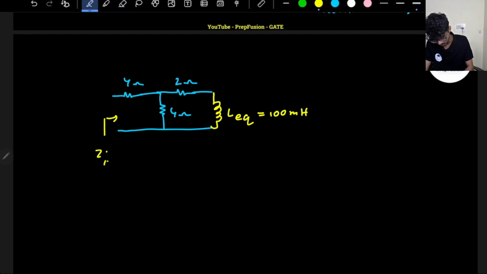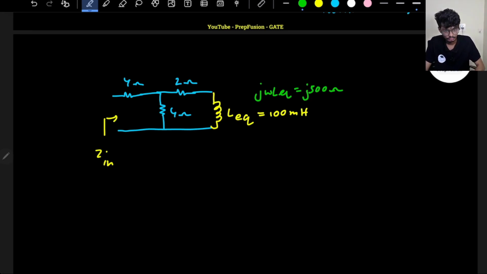Input impedance will be very simple now. What is the j omega L equivalent? J omega L equivalent will be 5,000 into 100 milli, so it will be 5 kilo radian. So this will be 500 ohms. Am I correct? I'm getting j 500 ohms.